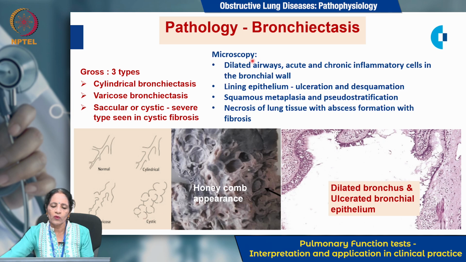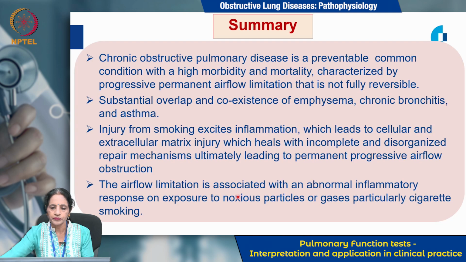Coming to the microscopy, what do we see under the microscope? We see that the airways are dilated. You can see there is a dilatation of the bronchus with ulceration, and acute and chronic inflammatory cell infiltrate in the bronchial wall. The lining epithelium undergoes ulceration, or what is called discontinuity, and desquamation. There can also be squamous metaplasia because of the chronic irritant, and pseudostratification, and finally necrosis of lung tissue with abscess formation and fibrosis. And when you look at the lung grossly, you have this typical honeycomb appearance, where you see multiple dilated bronchi.